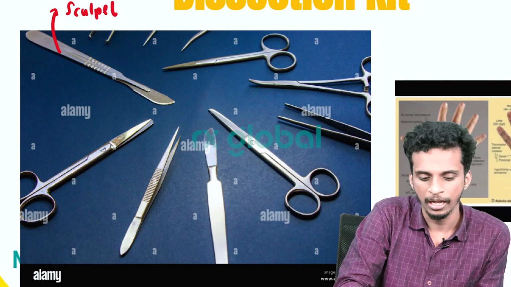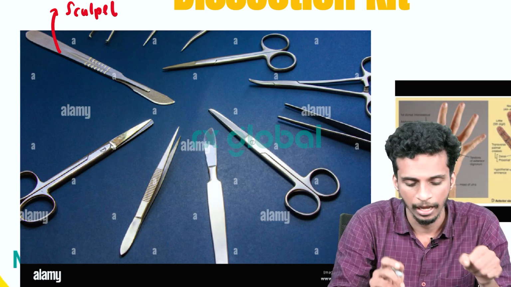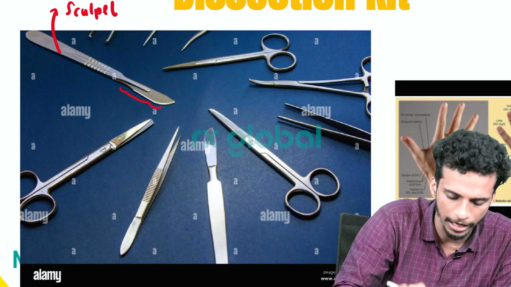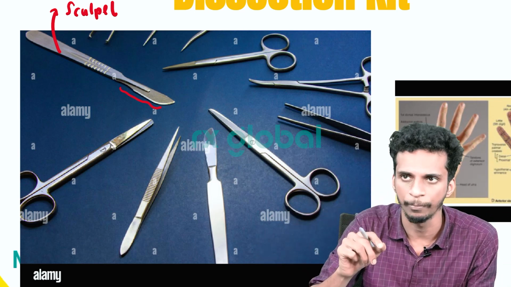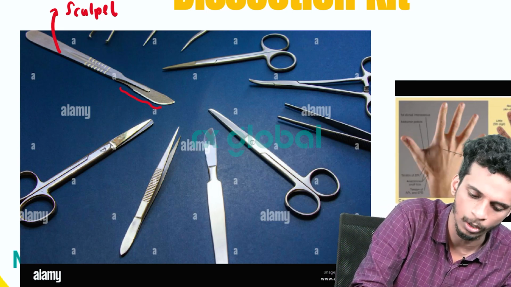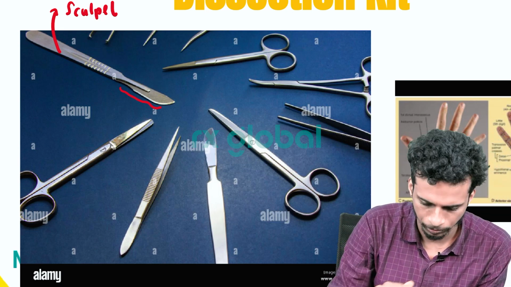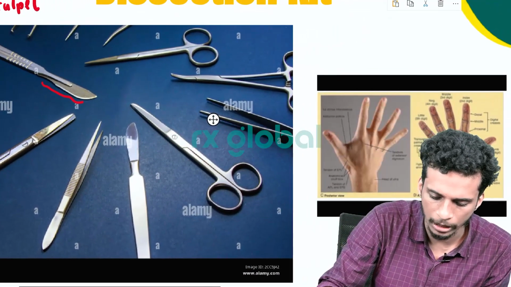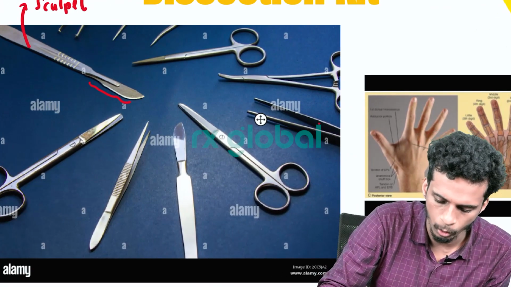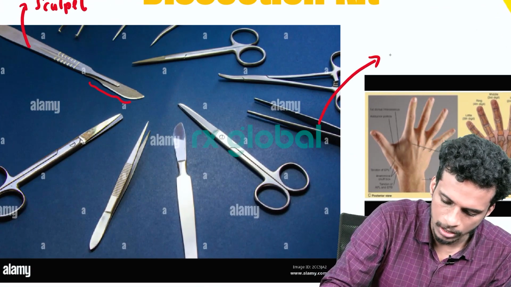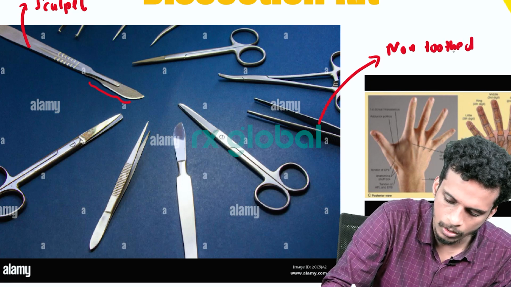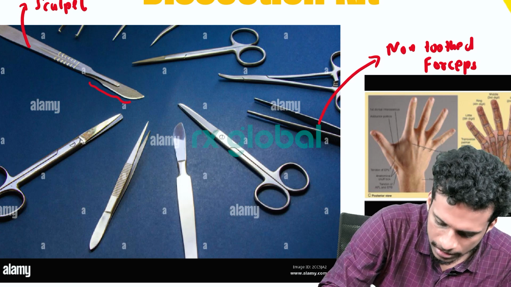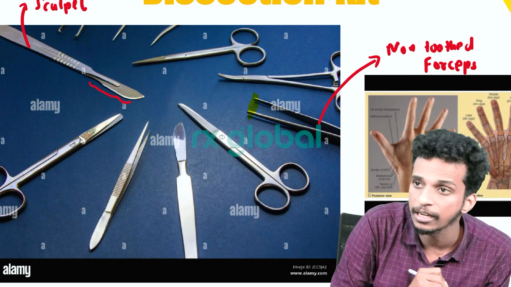You can see that I have a handle for the scalpel, and at the end of the scalpel I have a blade. So for piercing or making incisions, I need a scalpel. So this is one essential thing in your dissection kit. Other than that, I have two types of forceps in the dissection kit. This is called a non-toothed forceps, because at the end I can see that there is no tooth.